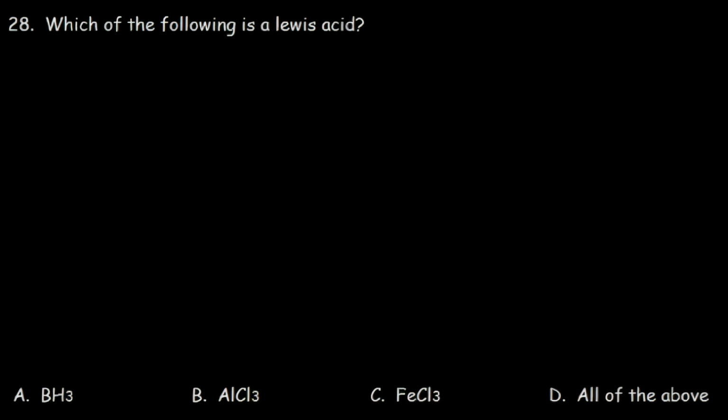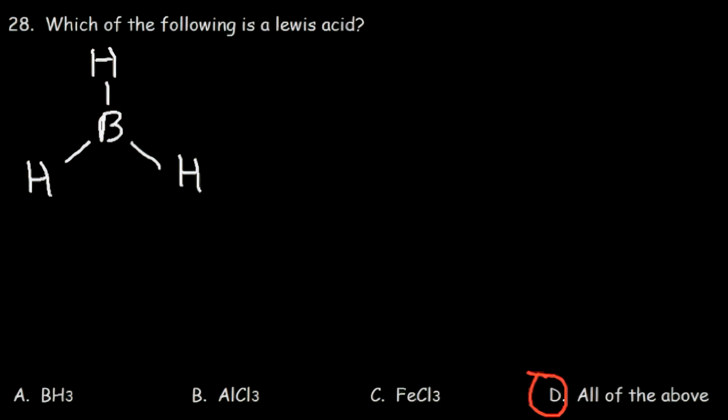28. Which of the following is a Lewis acid? Is it borane, BH3? Is it aluminum chloride, AlCl3, or iron(III) chloride, FeCl3? Or is it all of the above? The correct answer is it's all of the above. If you were to draw the Lewis structure of BH3, if you add up the valence electrons, you'll see that it has 6 valence electrons, and boron likes to form 3 bonds. It's going to have an incomplete octet.